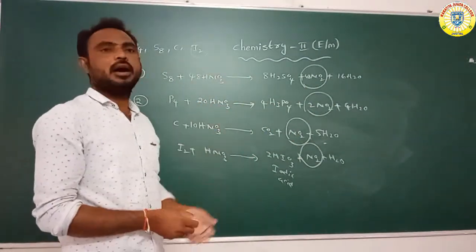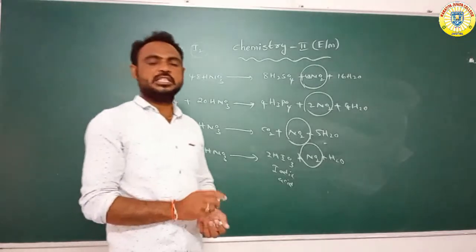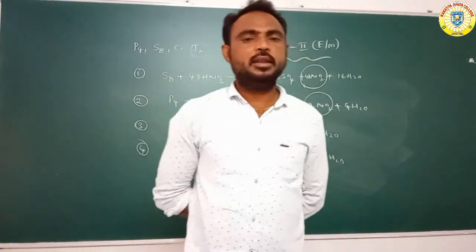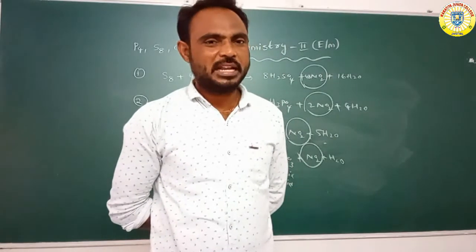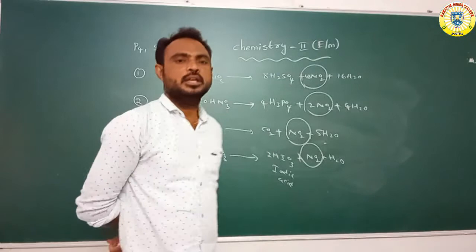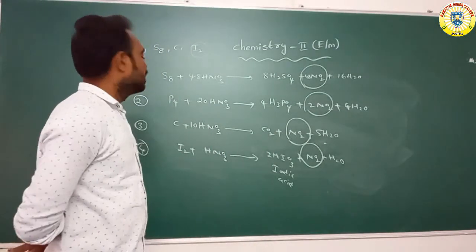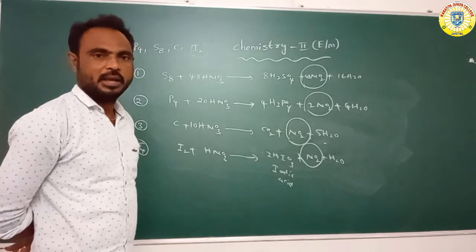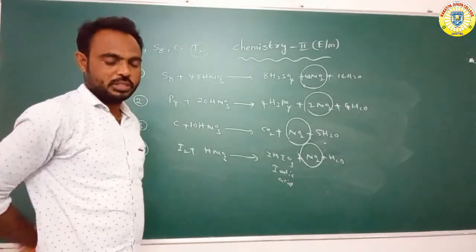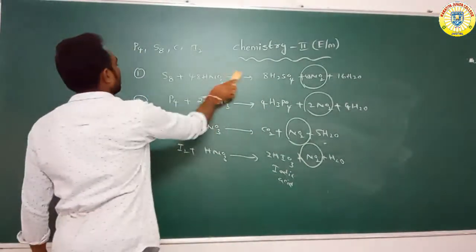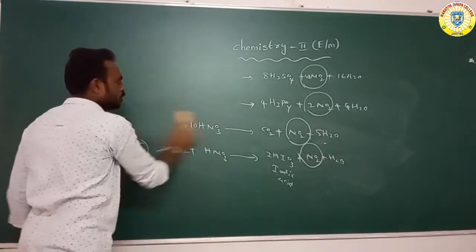So these are all chemical properties of HNO3. Overall, HNO3 reacts with metals like copper and zinc, and non-metals like sulfur, phosphorus, carbon, iodine. These are all chemical properties of HNO3.